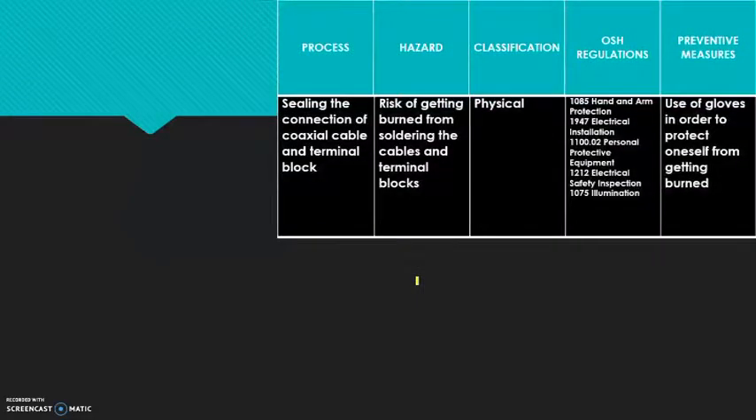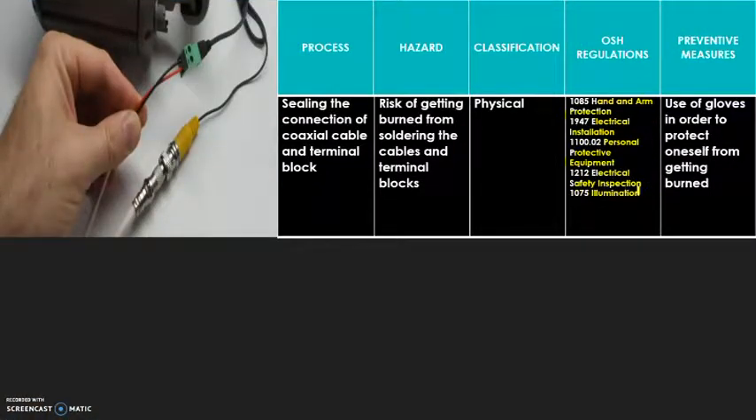The next step will be the sealing of the connection of the coaxial cable and terminal block. It has the risk of getting burned from soldering the cables and terminal blocks, and it falls under the physical classification. We have to prevent it and use gloves in order to protect oneself from being burned, and we have OSH regulations of PPEs, hand-arm protection, electrical installation, electrical safety inspection, and illumination. We can see here the connection of the coaxial cable and the terminal block.